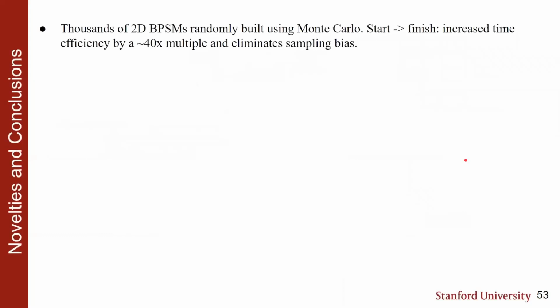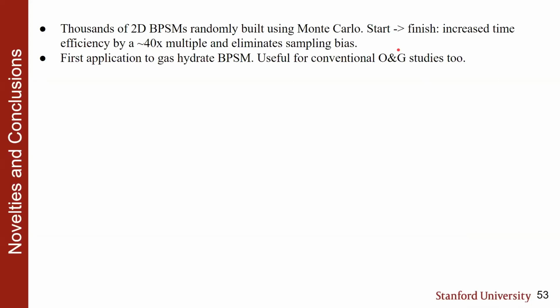Now we'll wrap up quickly here with the novelties and conclusions of this project. Thousands of these 2D basin and petroleum system models were randomly built using Monte Carlo. From start to finish of this process, which includes everything from the Monte Carlo to the simulation to the analysis of the sensitivities, it increased the time efficiency by about 40 times compared to the traditionally used method, and it eliminates sampling bias. This is the first application to gas hydrate BPSM, and it's useful for conventional oil and gas studies as well.